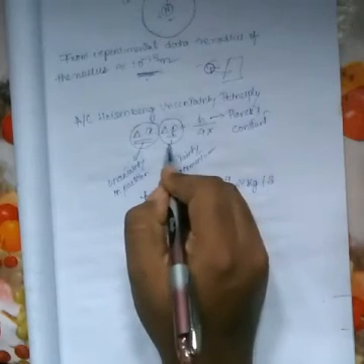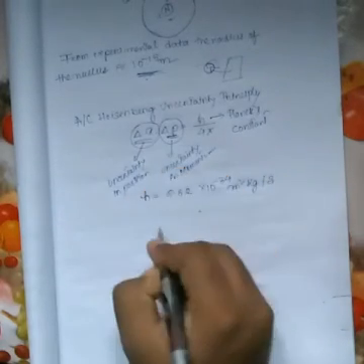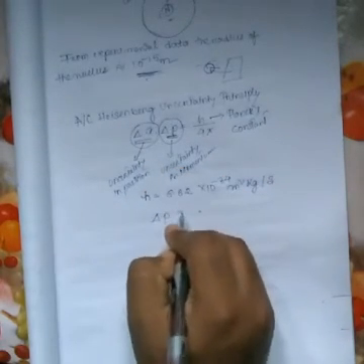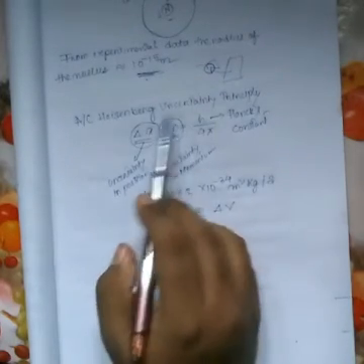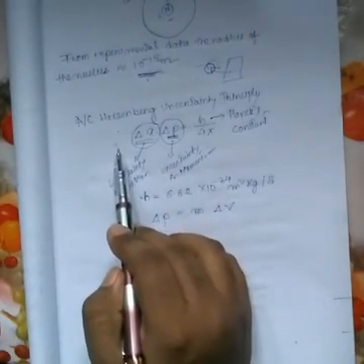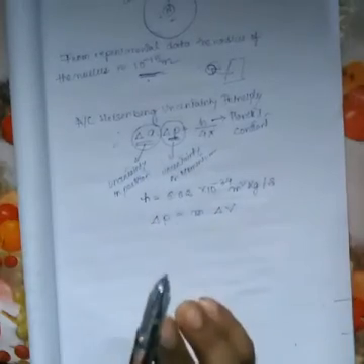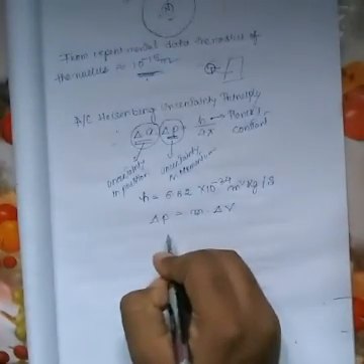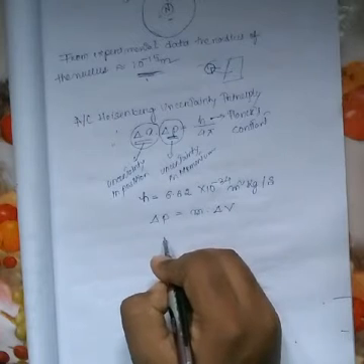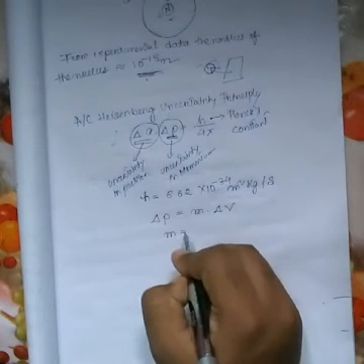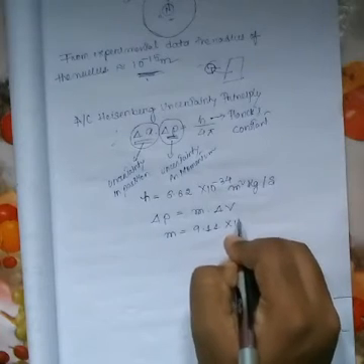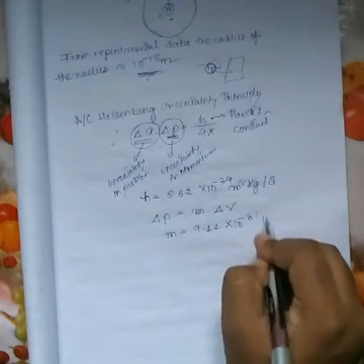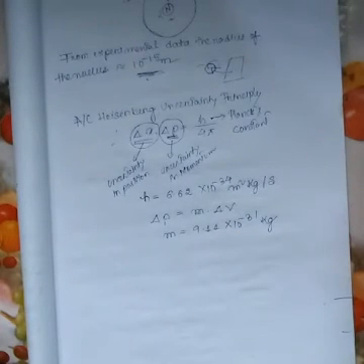We also know again that this delta p can also be written as m into delta v. And in this case we are trying to find out the velocity of this electron. So we know that the electron has mass, and its mass is 9.11 into 10 to the power minus 31 kg.